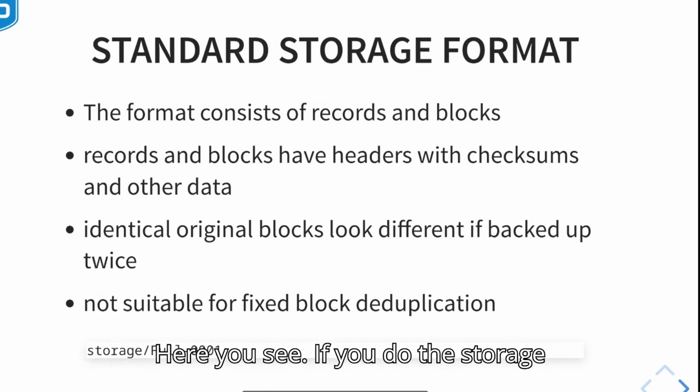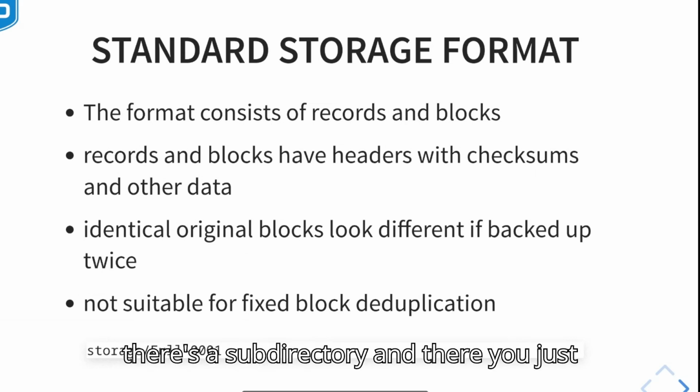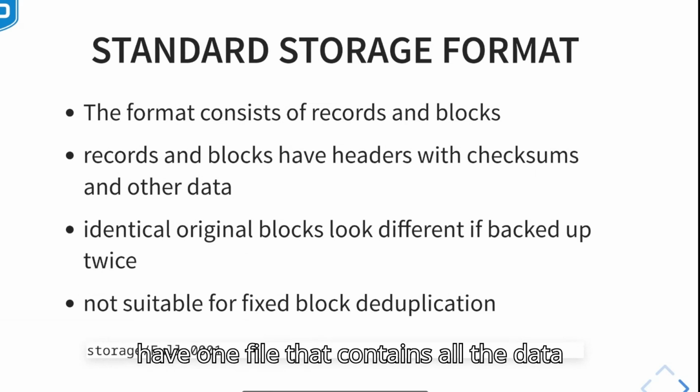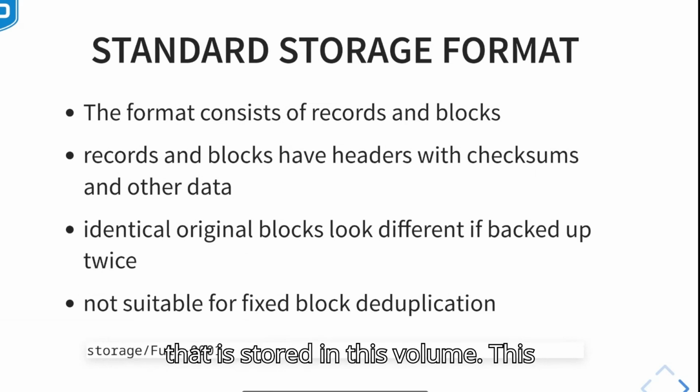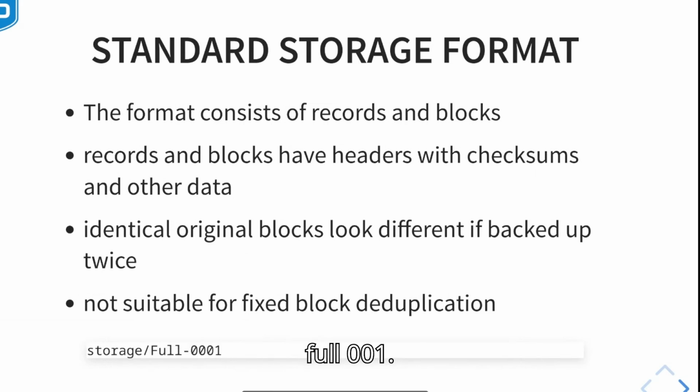Here you see, if you do the storage into a subdirectory, a volume stored by Bareos looks like this. So there's a subdirectory, and there you just have one file that contains all the data that is stored in this volume. In this example here is the volume with the name full001.